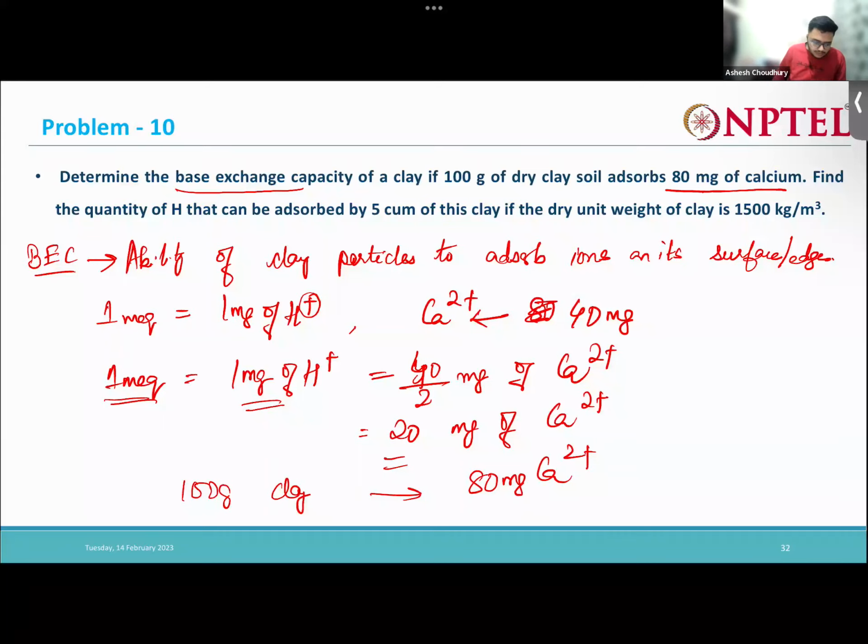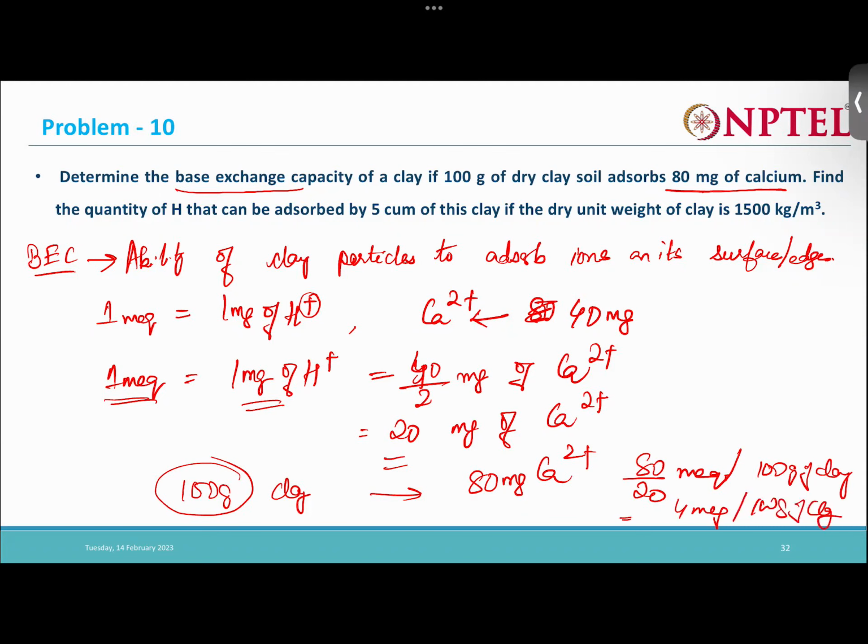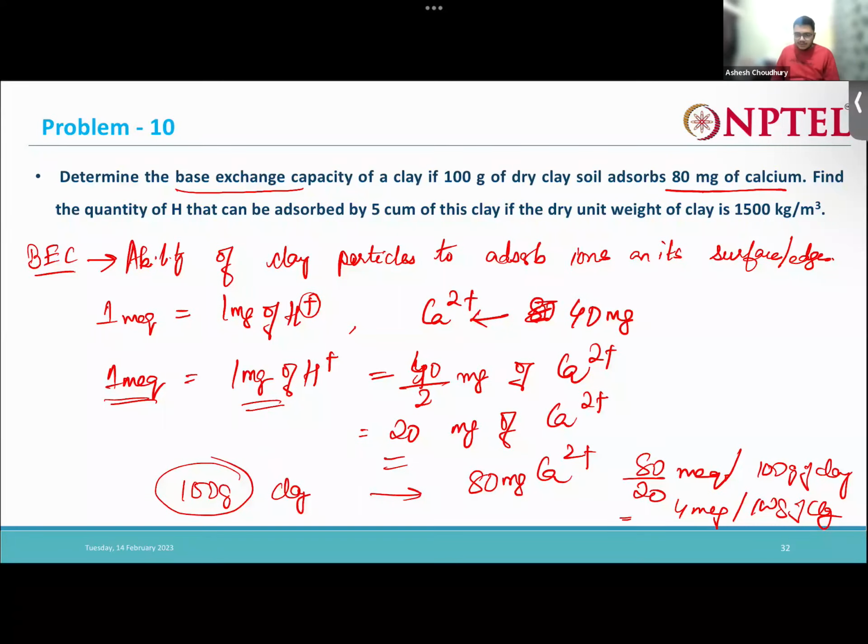So what is my base exchange capacity? It means how much can 100 gram of clay adsorb. So it is nothing but 80 by 20 milli equivalent per 100 gram of clay. That is 4 milli equivalent per 100 gram of clay. Since 100 gram of clay adsorbs 80 milligram of calcium, the base exchange capacity of the clay is nothing but 80 by 20, that is 4 milli equivalent per 100 gram of clay.